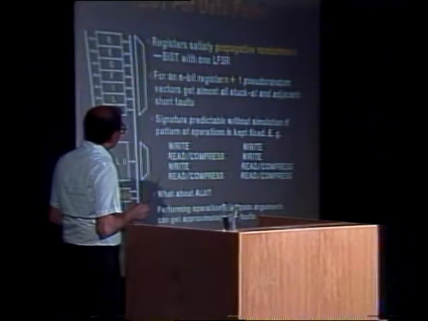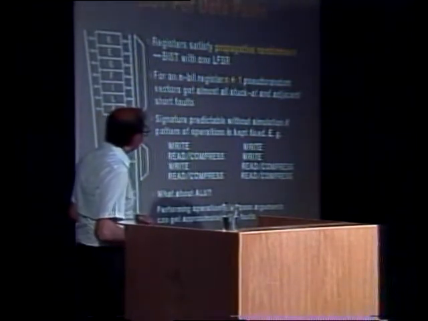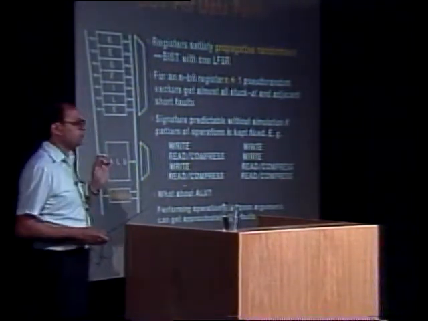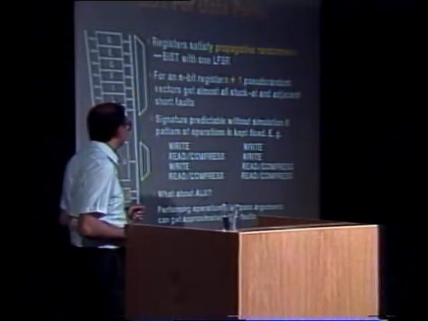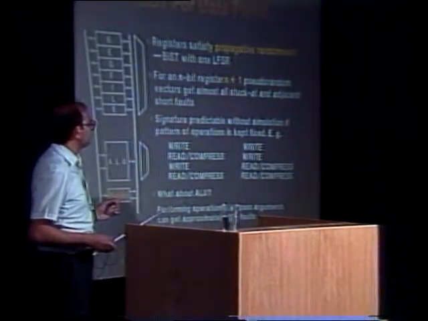Also, make an observation that for an n-bit register, if you just apply n plus 1 pseudorandom vectors generated by linear feedback shift register, you would have got most of the stuck-at and also adjacent short or the bridging faults. To illustrate this, let me show you what a pseudorandom vector, pseudorandom pattern set looks like.